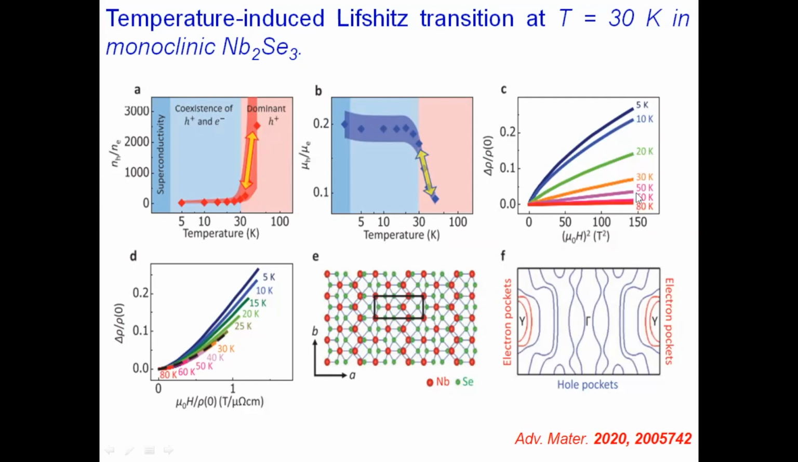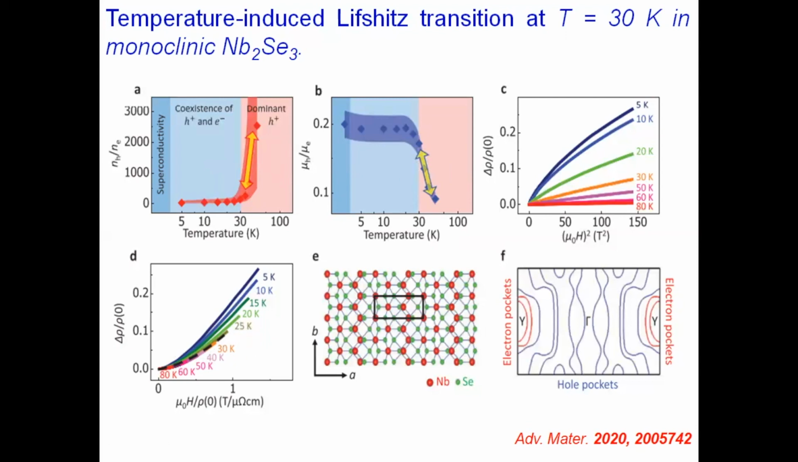Instead, you see linear magnetic field dependence above 30K. So that says at 30K, again, the Fermi surface topology changes, which further supports the claim of this Lifshitz transition at 30K, which we have already seen from the magnetic Hall measurement. And another figure, D, is known as Kohler's rule.